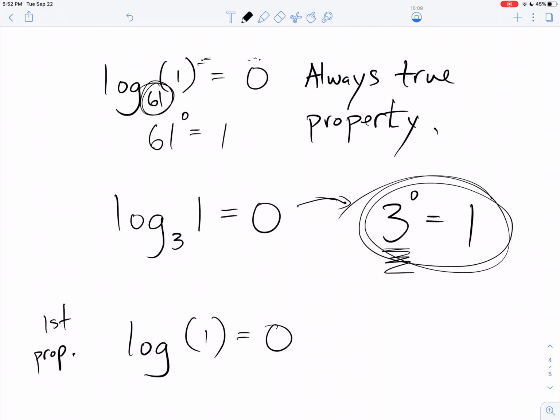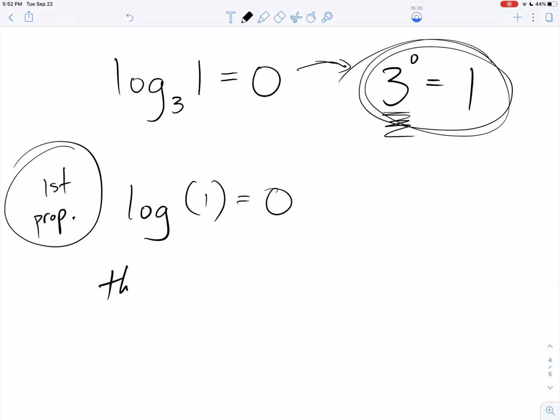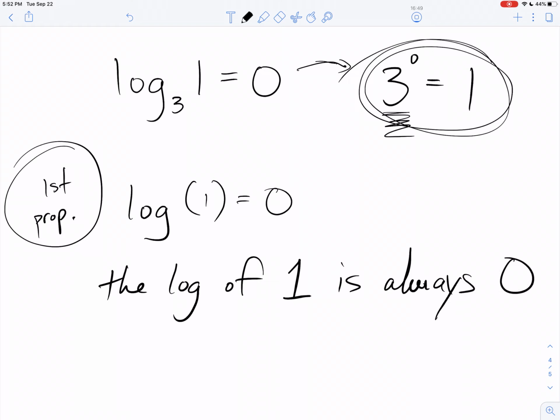You don't have to convert things that are properties. You just have to know them. You'll save yourself a whole lot of time. If you're working on a problem and all of a sudden you get the log of 1 in the problem, well, heck, that's 0. You don't have to justify it. You don't have to explain it to me. You take the log of 1, you know what you're going to get? 0 every single time. So that's our first property. The log of 1 is always 0.